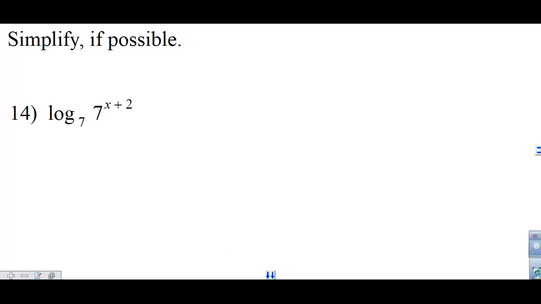It's going to be the same in this problem, even though there's a variable there. If I ask the question, 7 to what power is equal to 7 raised to the power of x plus 2, I know the answer is x plus 2.